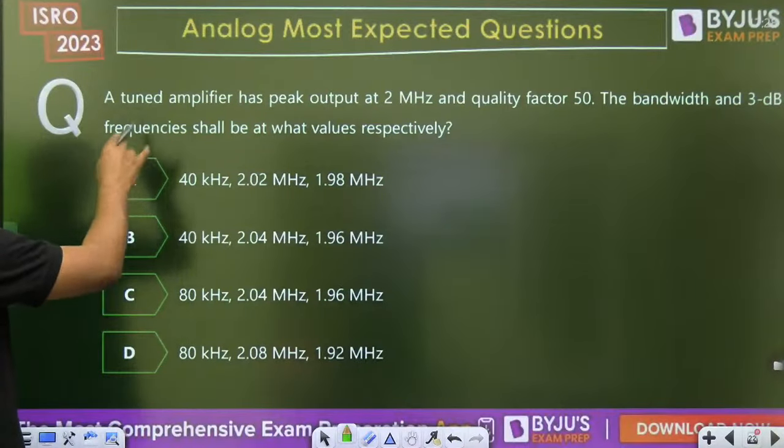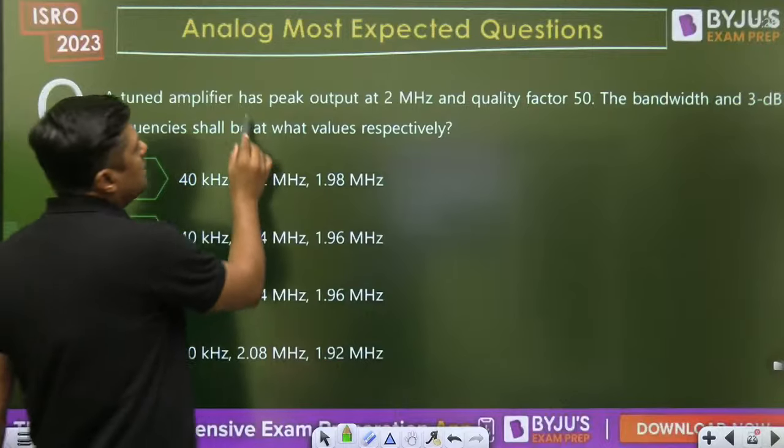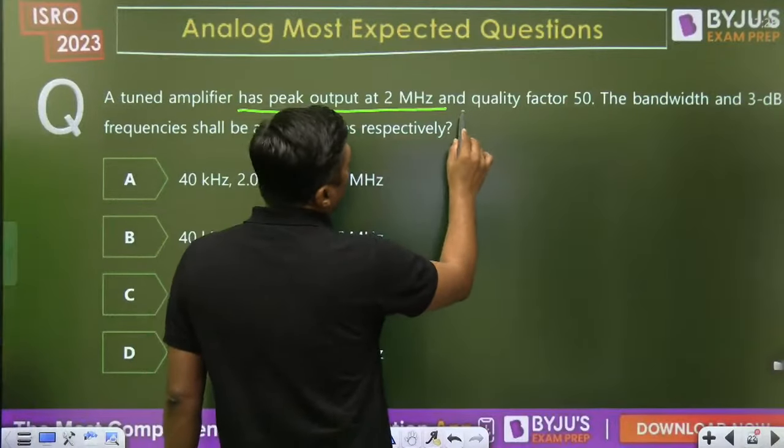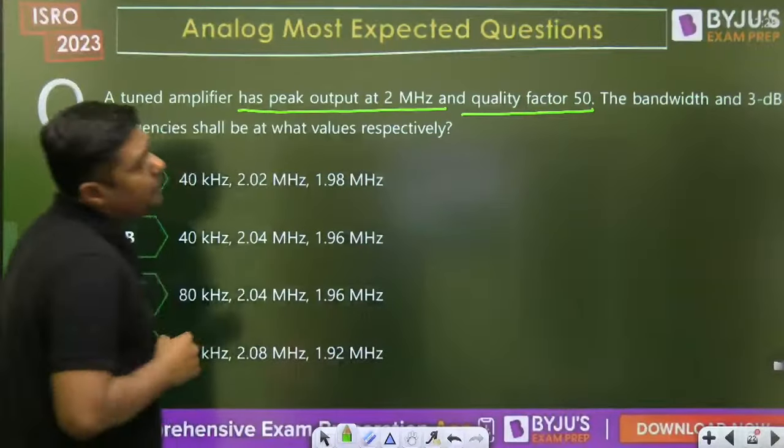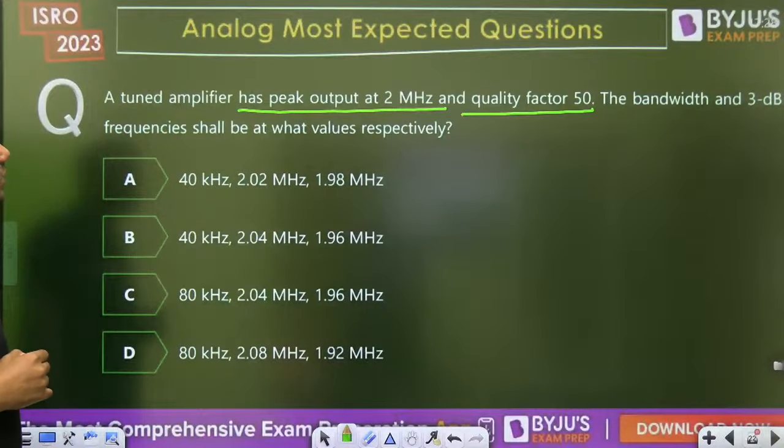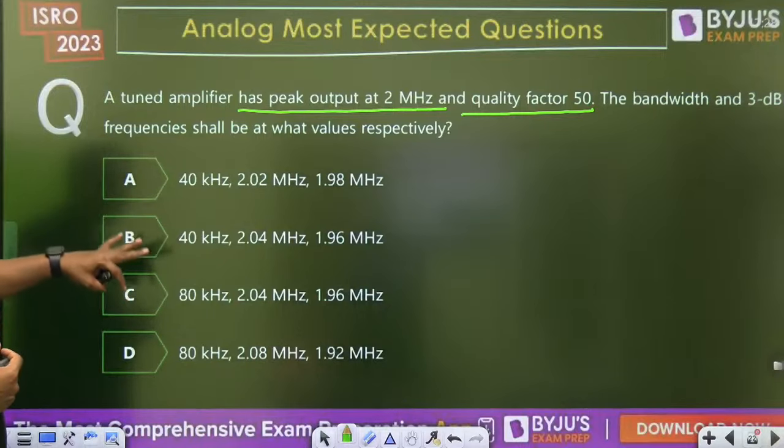You have an idea? Tuned amplifier has a peak output at 2 megahertz and a quality factor of 50. Bandwidth and 3 dB frequencies shall be at what values respectively? The quality factor is given, and the peak output at 2 megahertz is given. Then you have to find the cutoff frequencies and the bandwidth.